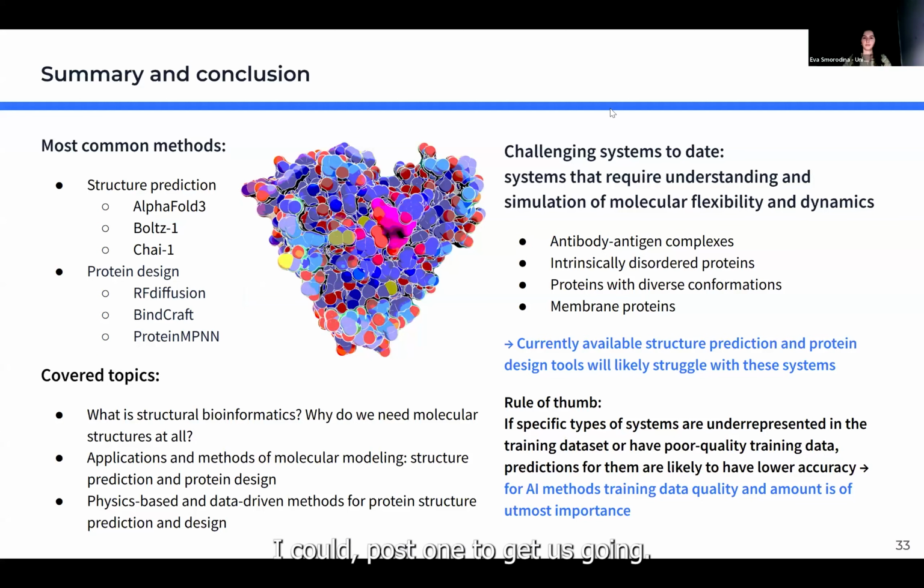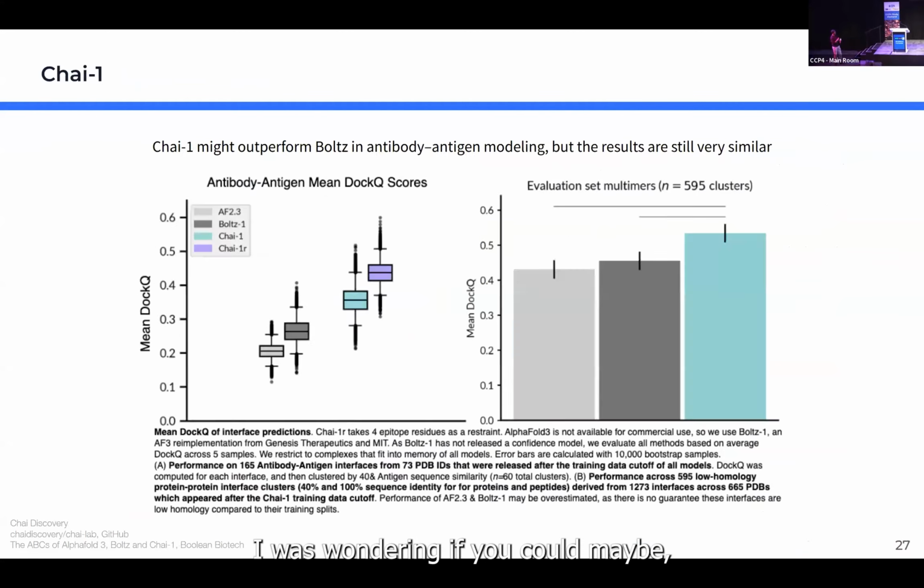Okay, I could pose one to get us going. You talked about Chi-1 and how it was slightly better for modeling antibodies. I was wondering if you could tell us about the scale you need to model on to get it to make antibodies accurately. I think I recall with AlphaFold3 you needed to make lots of models, so I was wondering if it was the same for Chi. Yes, it's a general trend that you need to do lots of models to be able to get an accurate prediction. And by lots of models, I mean thousands.